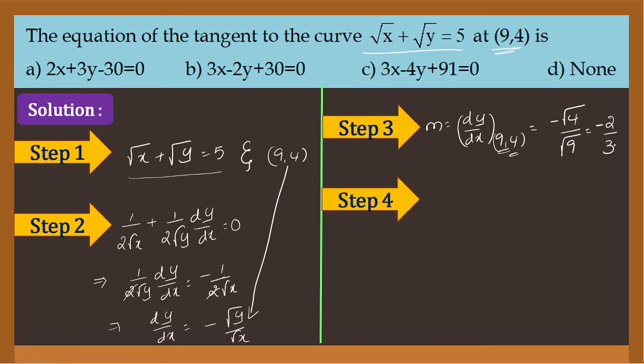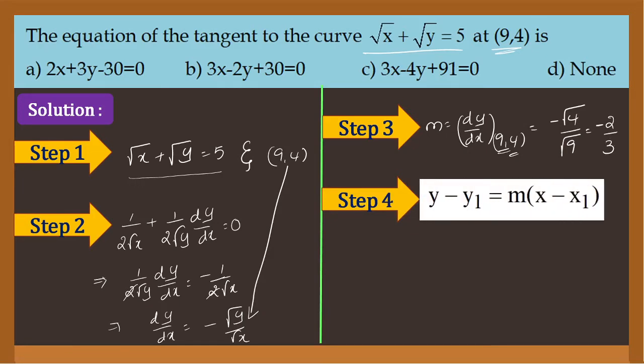Now, the equation of the tangent is y minus y1 equals m into x minus x1. Here (x1, y1) is the given point and m is the slope. This implies y minus y1, which is 4, equals m, which is minus 2 by 3, into x minus x1, which is 9. This implies 3 into y minus 4 equals minus 2 into x minus 9.